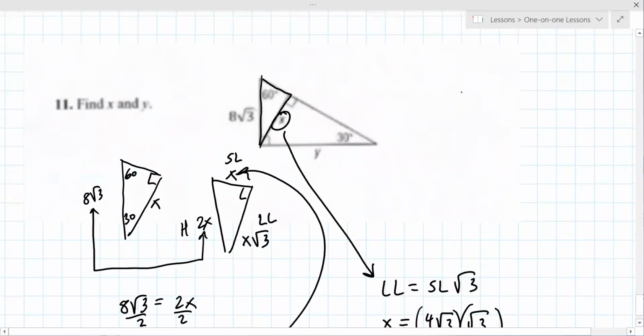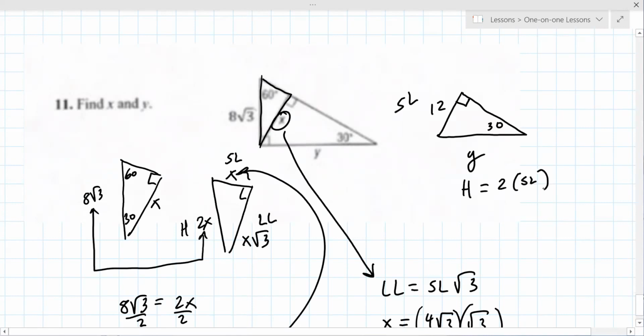So this triangle over here, I'm going to redraw it. This is 12, this is 30, and this is y. Do you follow that? Yeah. Okay. 30 is across from the short leg, so 12 is the short leg. The hypotenuse is always 2 times the short leg. The short leg is 12, so the hypotenuse here is 2 times 12, which is 24.